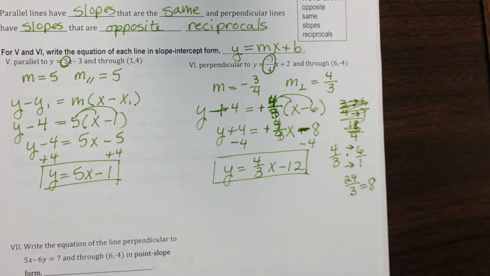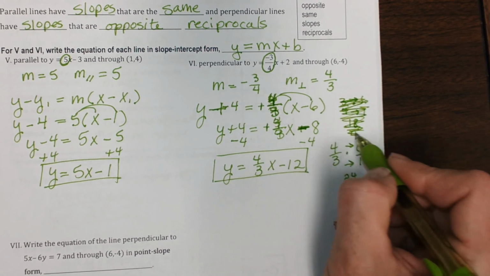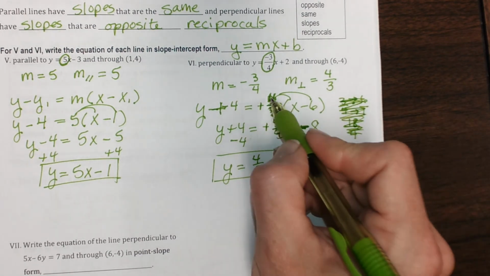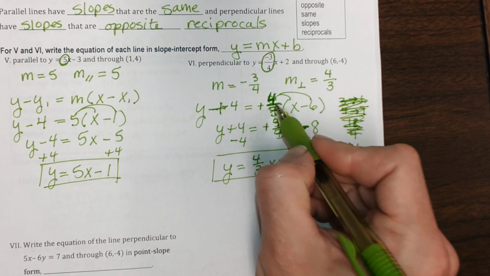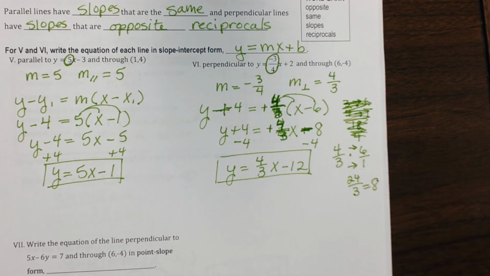I knew something was wrong. I practiced that problem and it worked out right. So we just forgot to plug in the right slope. So our perpendicular slope would be that 4/3, 4/3. And so that works out when we distribute it through.